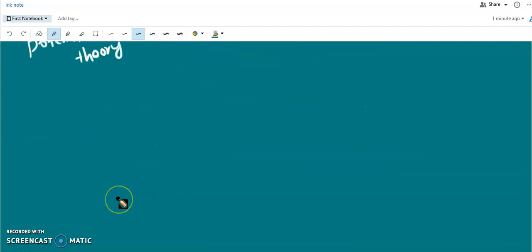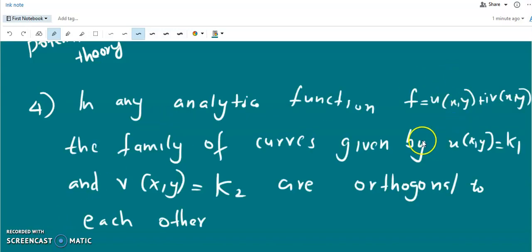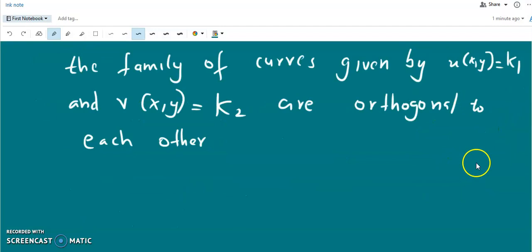So now we discuss the fourth property. That is, in any analytic function f which is equal to u plus iv, the family of curves given by u of xy equal to a constant and v of xy equal to another constant are orthogonal to each other. So consider an analytic function f is equal to u plus iv. So then u equal to constant gives a set of curves.